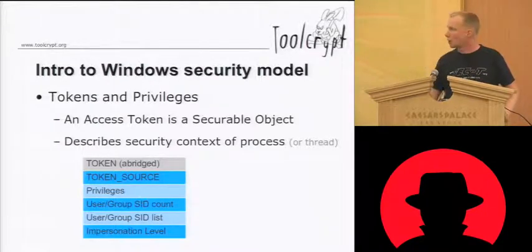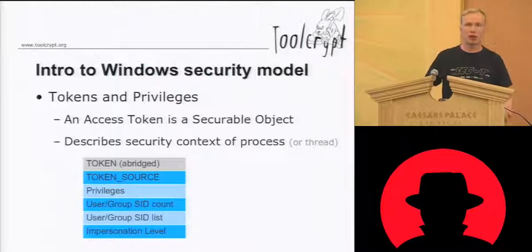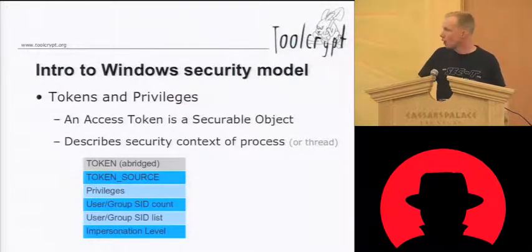One is a list of privileges, and we'll get into what privileges are in a bit. And there's a list of users and groups. So if I'm logged in as a standard user, that list would contain my unique user identity in the form of a SID, and it would probably contain the SID of the standard users group or the domain users group or something like that. And there's also information about what's called an impersonation level.